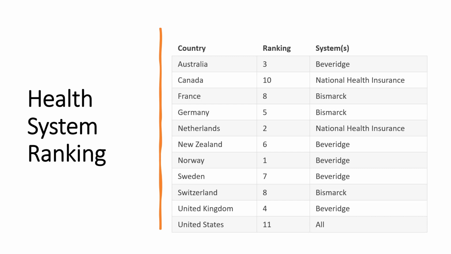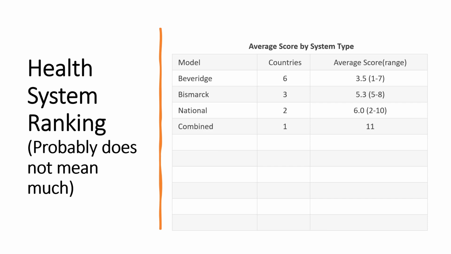So which system is best? If we take a look at the Commonwealth Fund rankings, which we've seen before, I ranked them in alphabetical order, I believe, and then noted the type of system that they utilize. When we look at it, of the top 11 countries that were mentioned, looking at the average ranking, the Beveridge model had the most countries, the Bismarck model had the next most, the National Health Insurance model the second, and then the United States, which is the combined model, averaged the worst.